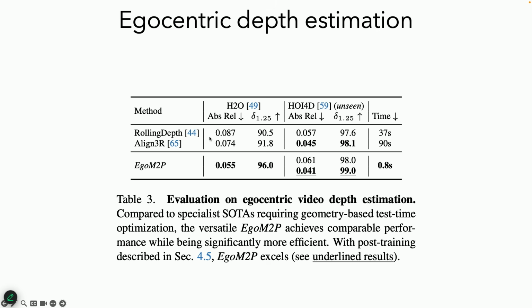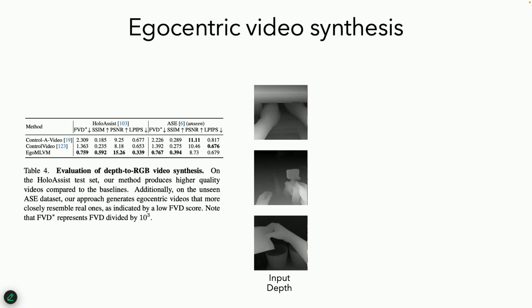So you can see on both the seen data set, on the test set, as well as on the completely unseen data set, not even included in our pre-training data, the depth estimation is also pretty reasonable. And the efficiency, the inference time, is much faster than the previous work.